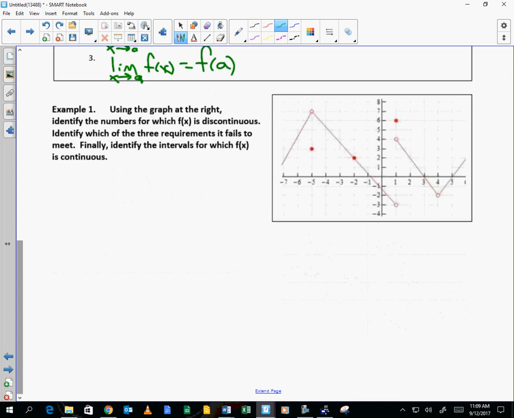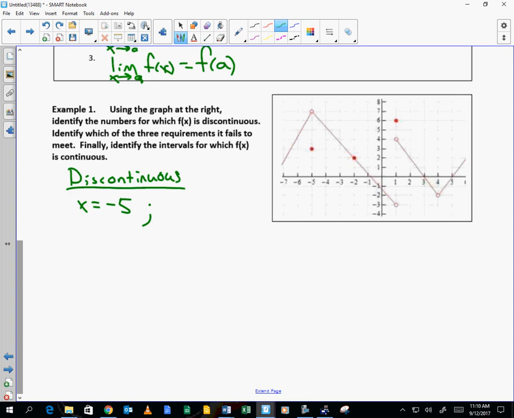So let's look at this very first graph here. Let's determine at which x values the function is discontinuous. Can you determine an x value for which it's discontinuous? Good. So it's discontinuous at x is equal to -5. Now, let's state which of the three criteria it fails to meet. Okay, and you must have the criteria in that order and name it in order in which it fails.